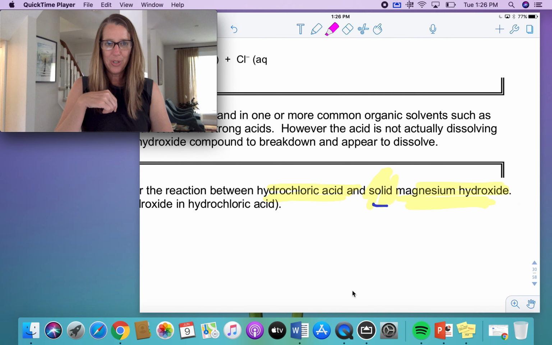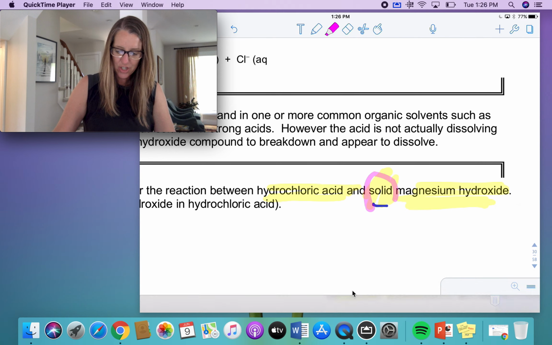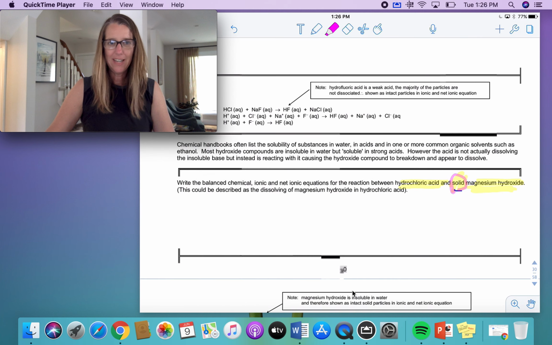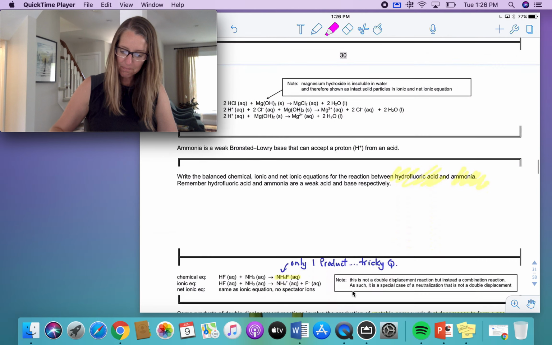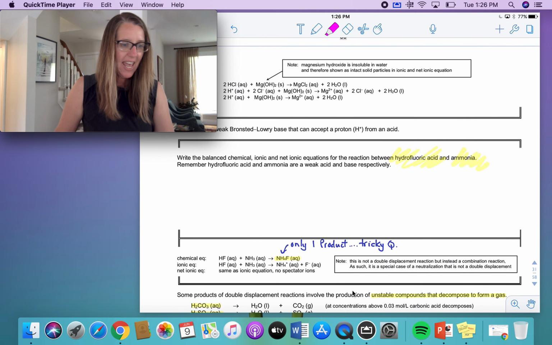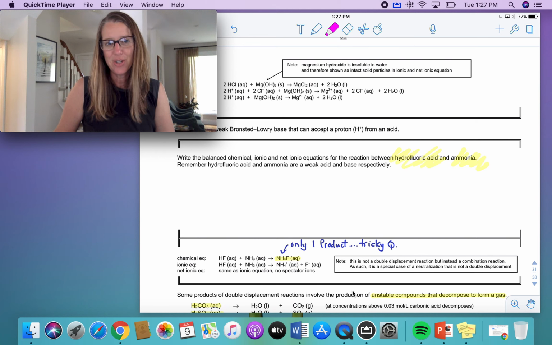Okay, hydrochloric acid, strong acid. Magnesium hydroxide is the salt that gets formed, and if somebody in the question tells you it's a solid, then you believe them and you write it as a solid, meaning there's a precipitate, poor solubility because it is insoluble, makes a precipitate, keep it together in your ionic equation as a solid. Okay, next one. Hydrofluoric acid and ammonia. Weak acid, weak base, because they're not on your list of memorized strong acids and strong bases.